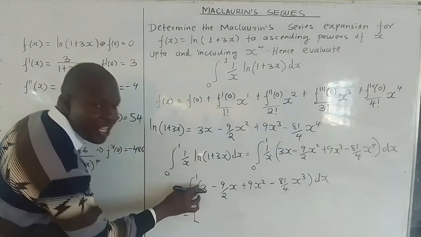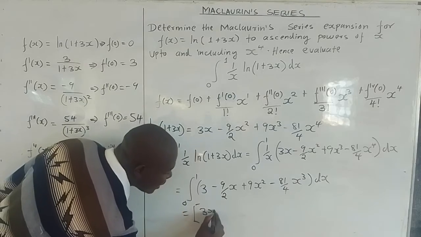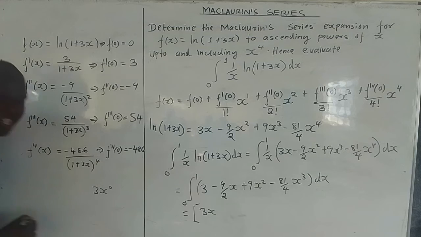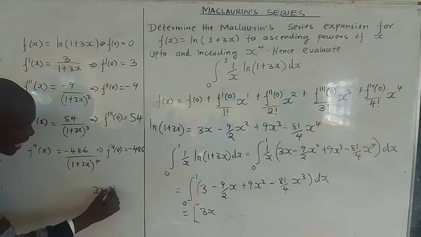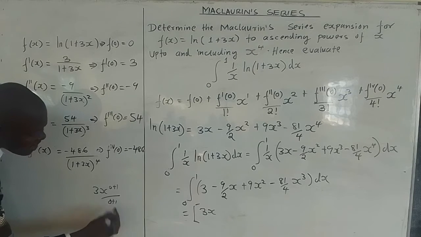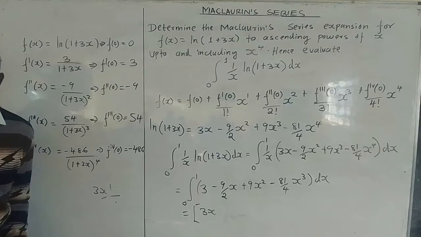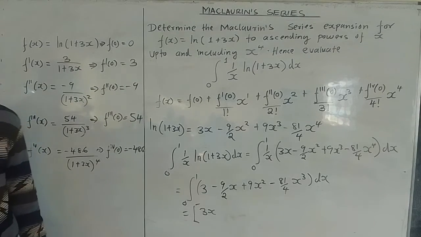If you integrate 3, what do you get? 3x with respect to x, because 3 is like saying 3x raised to power 0. That's why x is silent, because it's raised to power 0, isn't it? So you simply add 1 to the power and you divide by that resultant power. 1 plus 0 is 1 over 1. So you get 3x. Are we together?